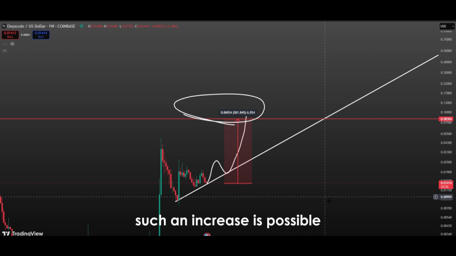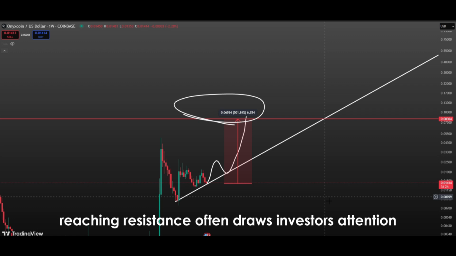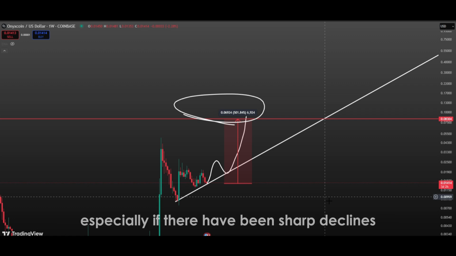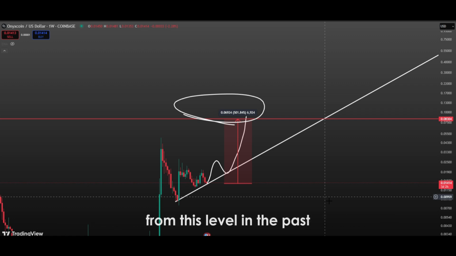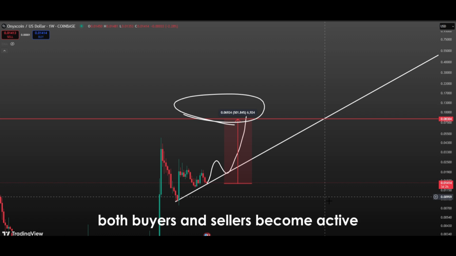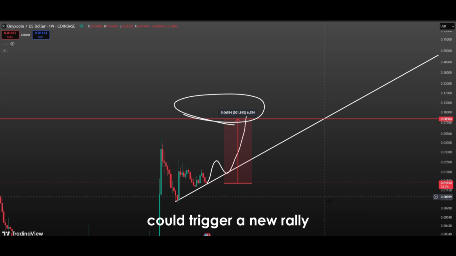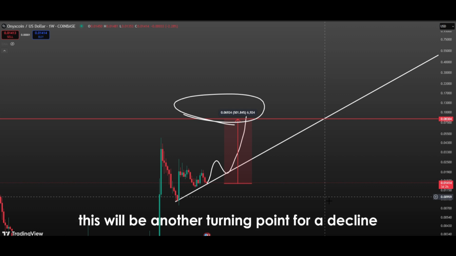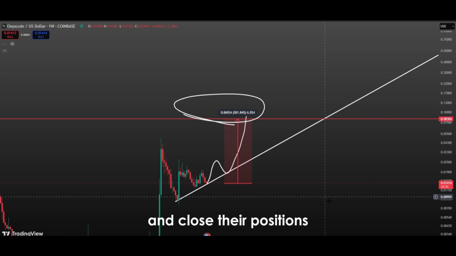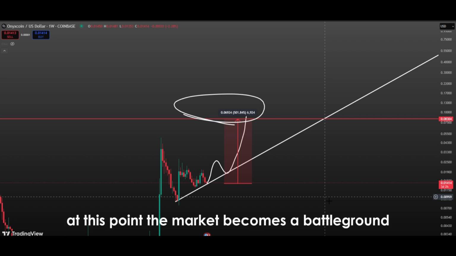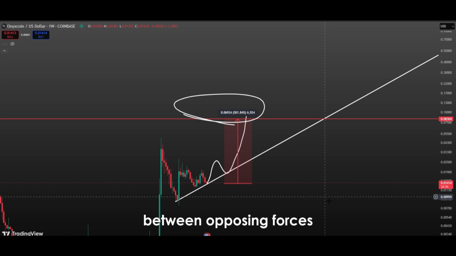Such an increase is possible in the cryptocurrency market, but it typically occurs as a result of major trend reversals or strong bull markets. Reaching resistance often draws investors' attention. Especially if there have been sharp declines from this level in the past, both buyers and sellers become active as the price approaches it again. Buyers may think that breaking resistance could trigger a new rally, while sellers might assume this will be another turning point for a decline and close their positions. At this point, the market becomes a battleground between opposing forces.